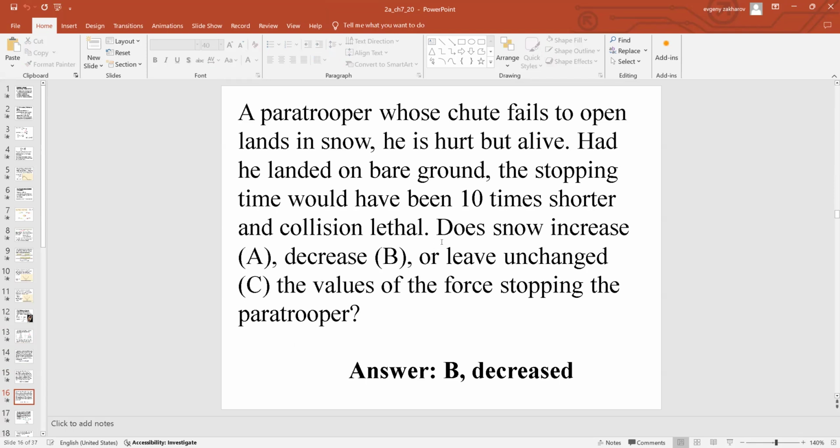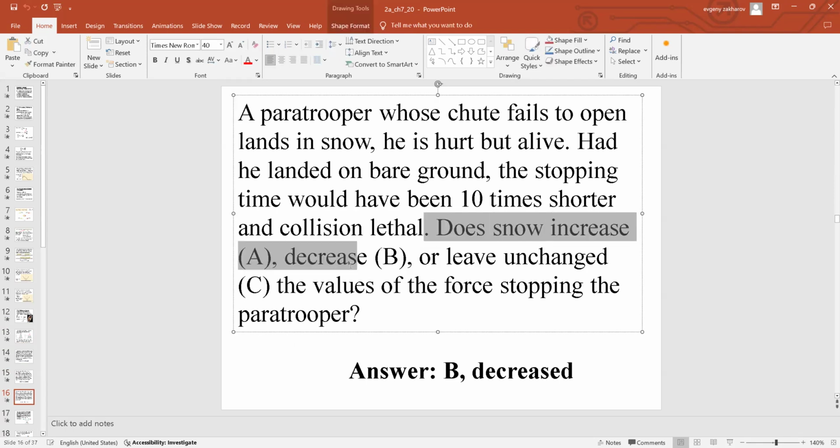And finally, does the snow increase or decrease the values of the force? And now for the force, you say what? If the time is 10 times shorter, then the force is 10 times more. And that's what kills the paratrooper. So force is stronger for the ground and much less for the snow. That's why the paratrooper survives.